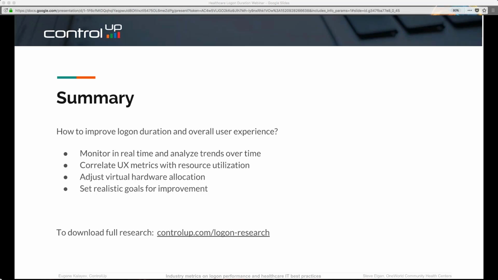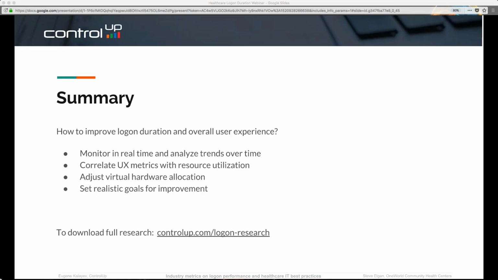Absolutely. One thing I'll add, looking at some of the previous charts: 27 seconds was the average logon duration that we were seeing, and now we're right around the 13 to 14 second time frame.